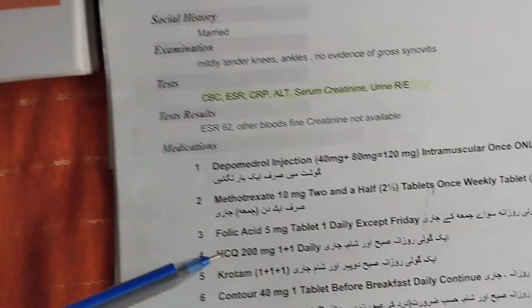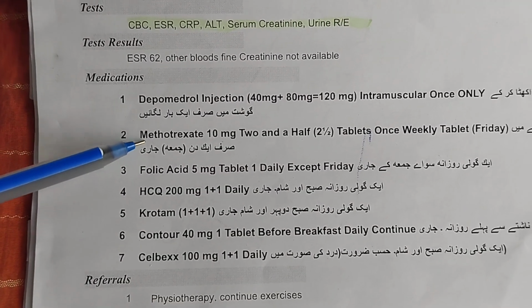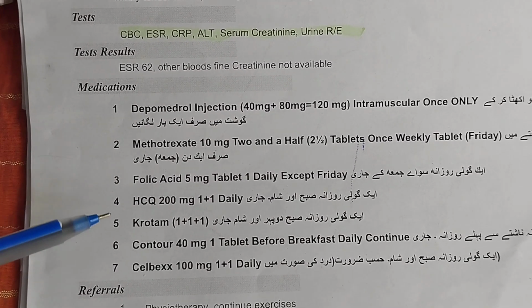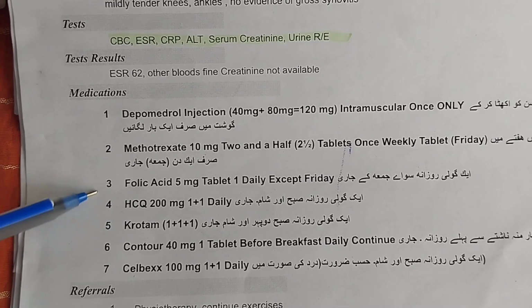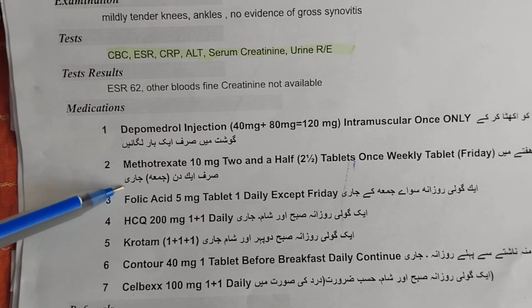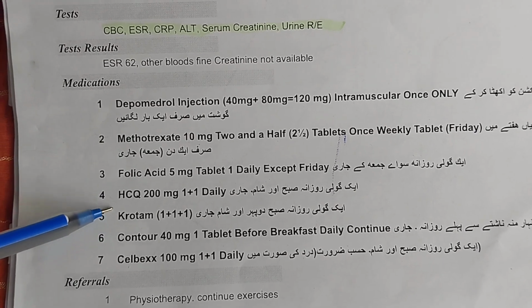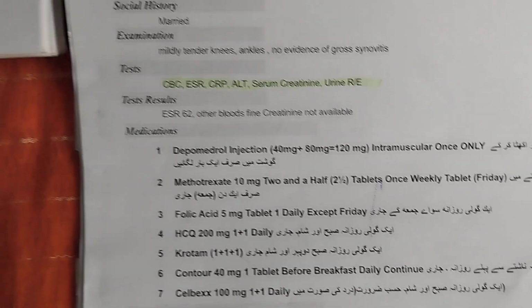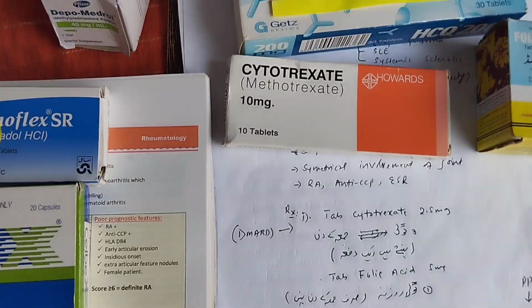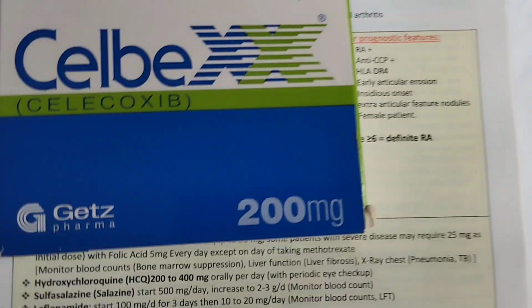Okay, so like you can see here, this is Depo-Medrol injection, methotrexate, but in this patient we also add HCQ 200 mg because the disease was progressing and it was not controlled with methotrexate, so we also add HCQ, and we can give Contour, and then we can give Celbix. So this is the full treatment of rheumatoid arthritis.